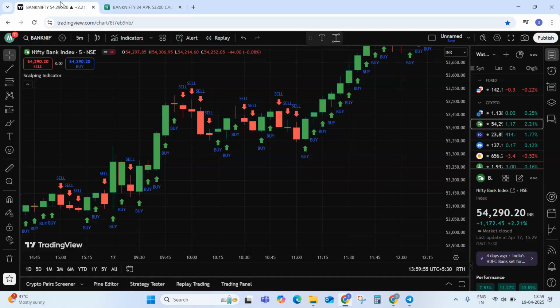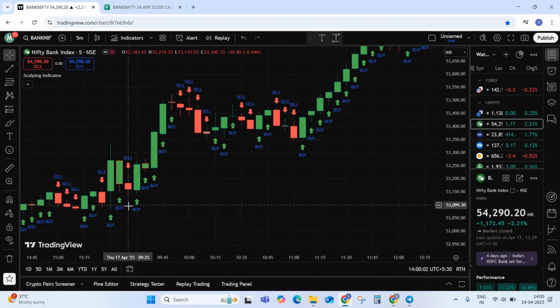Okay friends, so here is the Bank Nifty chart. I have chosen the 5 minute time frame. You can choose 1 minute or 3 minute also, but regularly I trade on the 5 minutes time frame only. So if you observe this 9:15 candle, a buy signal has been generated below the candle.